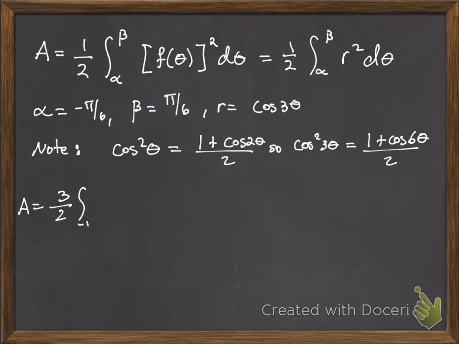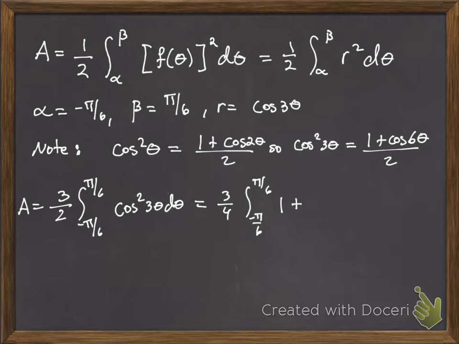So 3 over 2, integral from negative pi over 6 to pi over 6, of cosine squared of 3 theta d theta. We'll go ahead and use that power reducing formula. Here you're going to have a denominator of 2, so that's going to join this 2 here, and that's going to make a 4. So we're going to have 3 over 4 outside the integral, from negative pi over 6 to pi over 6, of 1 plus cosine of 6 theta d theta.